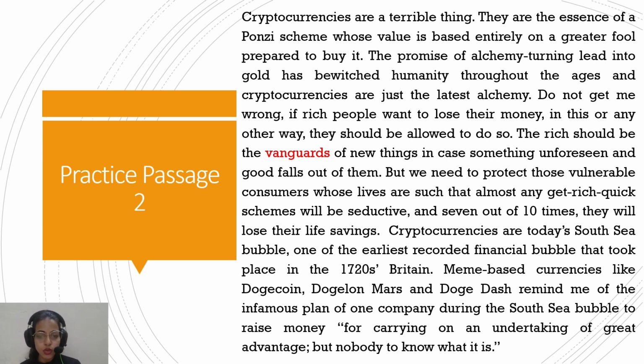But we need to protect those vulnerable consumers whose lives are such that almost any get rich quick scheme will be seductive, and 7 out of 10 times they will lose their life savings. Cryptocurrencies are today's South Sea bubble, one of the earliest recorded financial bubbles, which took place in 1720s Britain. Meme-based currencies like Dogecoin, Dog Elon Musk, and Doge Dash remind me of the infamous plan of one company during the South Sea bubble to raise money for carrying on an undertaking of great advantage, but nobody to know what it is.